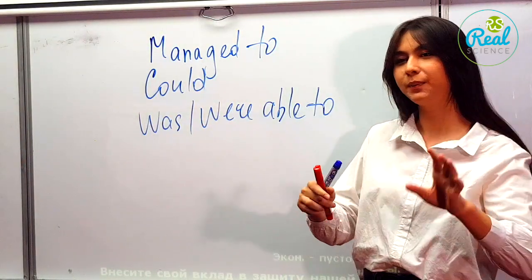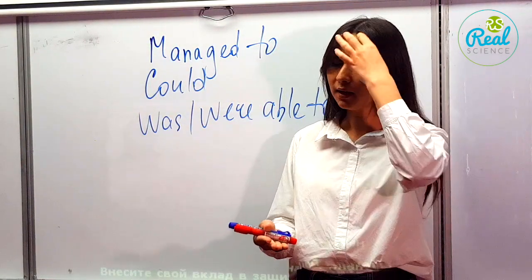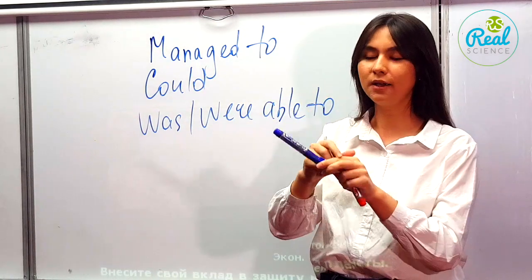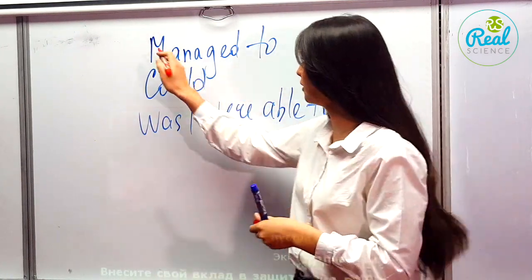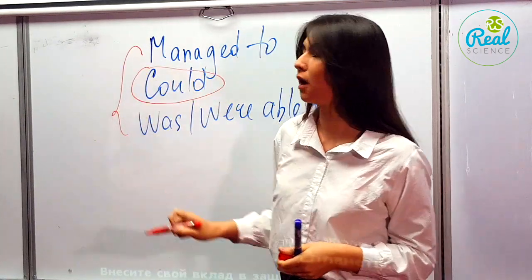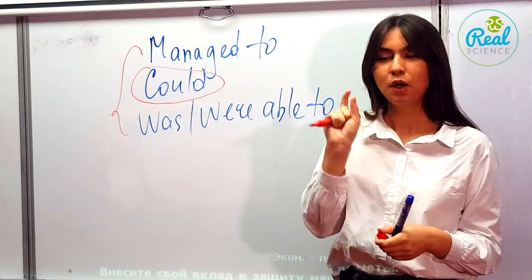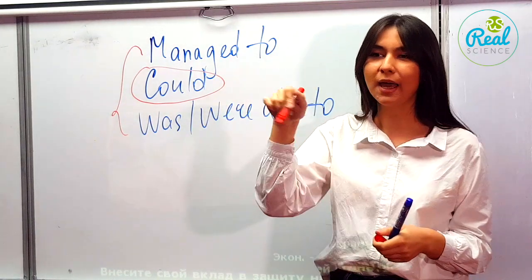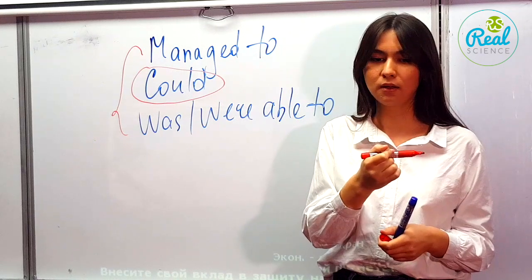Now, guys, I will explain by myself, okay? So managed to and were able to, guys, they are actually the same ones, these two. And beside them, could is a bit different. When we talk about could, guys, we use this one for general abilities in the past. Got it?